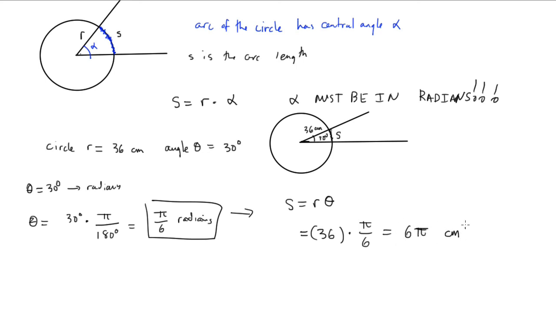Now, this answer may seem a bit unsatisfying because, of course, pi isn't a nice number, so we can approximate this knowing that pi is about 3.14 or so, and if you do that to 2 decimal places, you get about 18.85 centimeters. So that seems relatively reasonable. 30 degrees, well, maybe not in my picture here, but hopefully you get the idea.